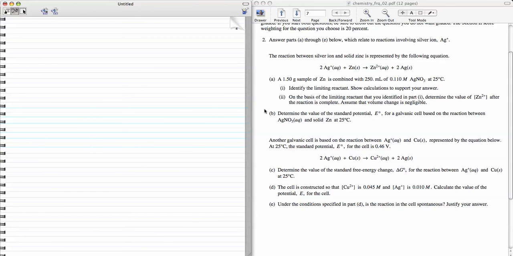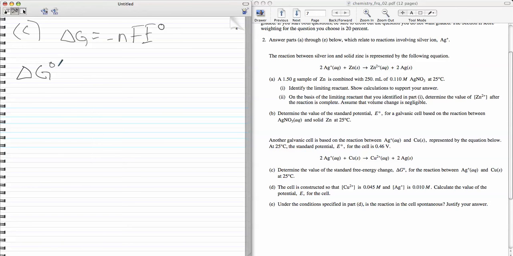So you missed A and B, or B at least, you can still get C. So what they're asking then is to determine, based on our E, to calculate our delta G. And so we're going to use our equation where delta G is equal to negative nFE. Okay, and so a couple things there. So delta G is what we're solving for.